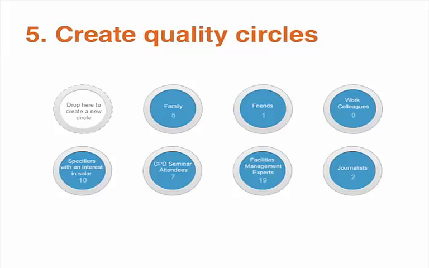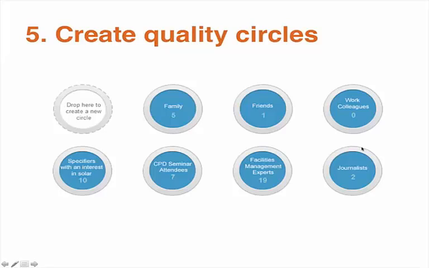Well, what Google Plus did very smartly was make it easy for you to create these circles. And circles are kind of like lists. They're separate lists that you can use to communicate with in a nice, efficient way. So you can see here just some examples. There's a family circle, a friend circle, work colleagues, people who have an interest in solar, people who went to this particular seminar that I went to, facilities management experts, journalists. So there's really no end. I mean, you can create as many circles as you want, and you can get as specific as you want about who goes in those circles.